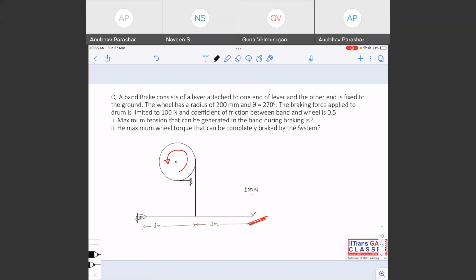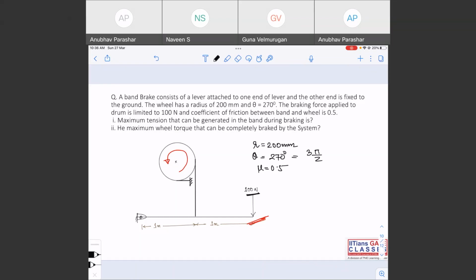The wheel has a radius of 200 mm, so radius is equal to 200 mm, right? Theta is equal to 270 degree, that is equal to 3 pi by 2, right? Okay, the braking force applied to the drum is given as 100, and the coefficient of friction is given as 0.5.